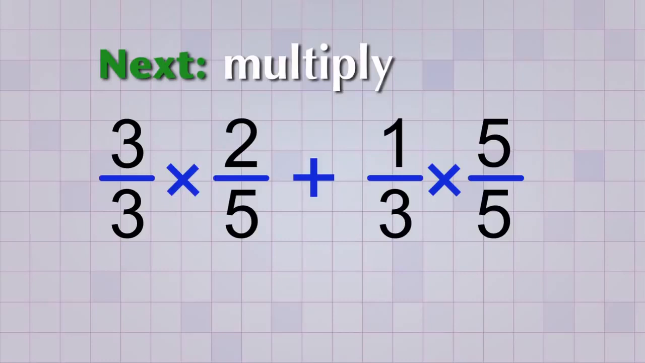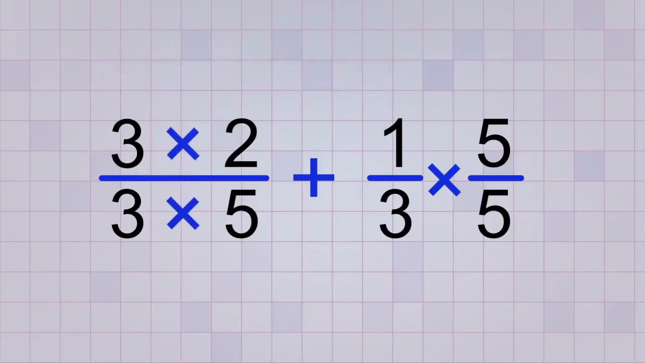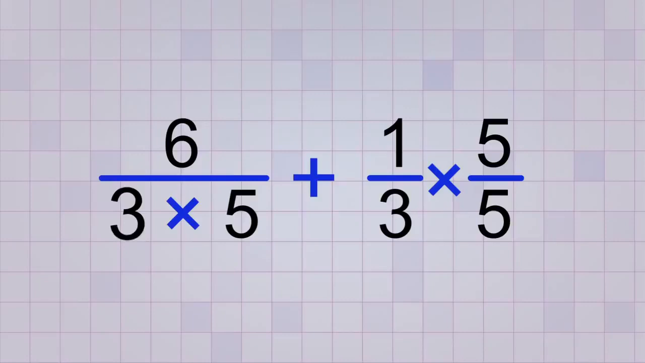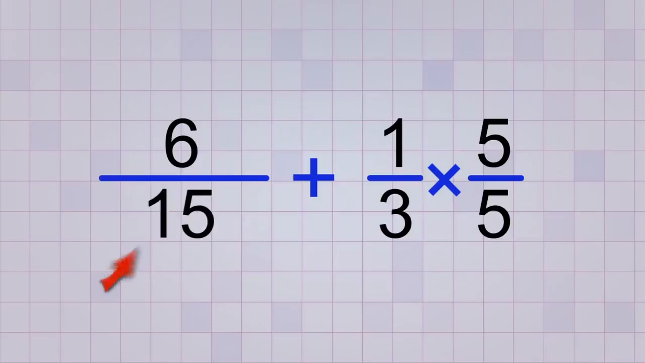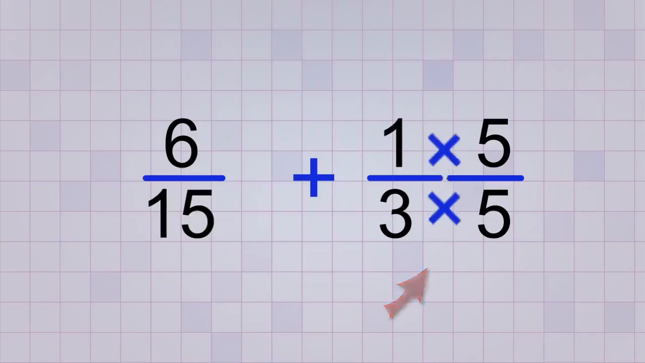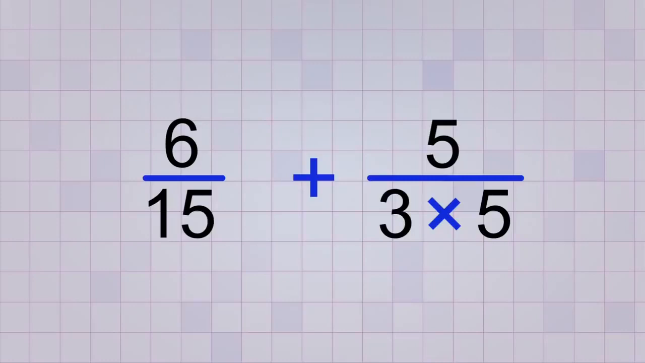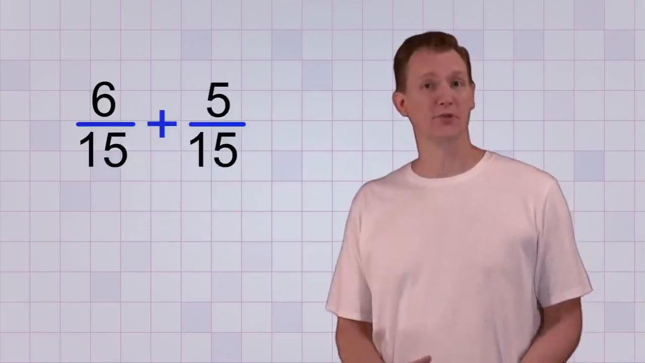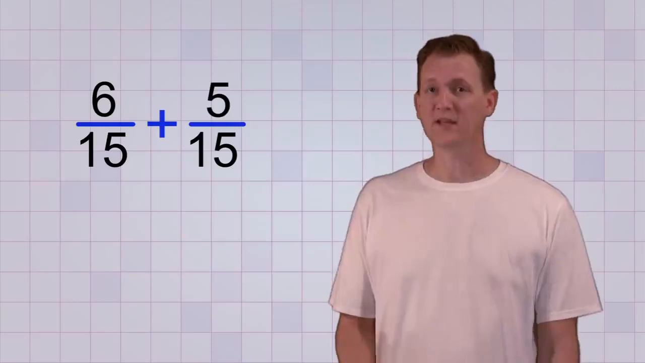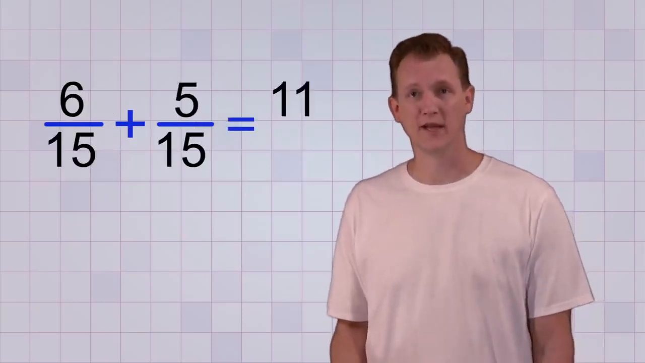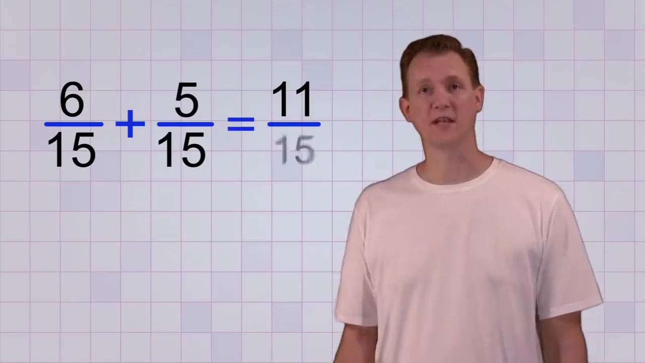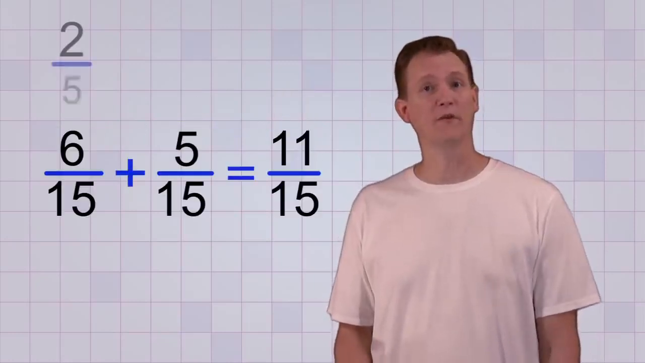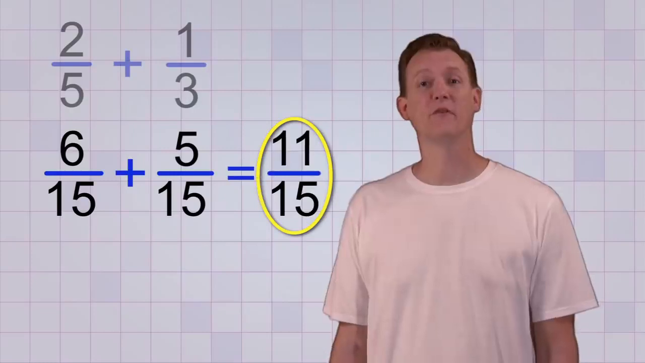Next, we multiply starting with our first fraction. On the top, 3 times 2 equals 6. And on the bottom, 3 times 5 equals 15. So our first fraction has become 6 over 15. Now for the second fraction. On the top, 1 times 5 equals 5. And on the bottom, 3 times 5 equals 15. So our second fraction has become 5 over 15. Now we just add them using our procedure for adding like fractions. We add the top numbers, 6 plus 5 equals 11, and then we keep the same bottom number, which is 15. So that means the answer to 2 over 5 plus 1 over 3 is 11 over 15.